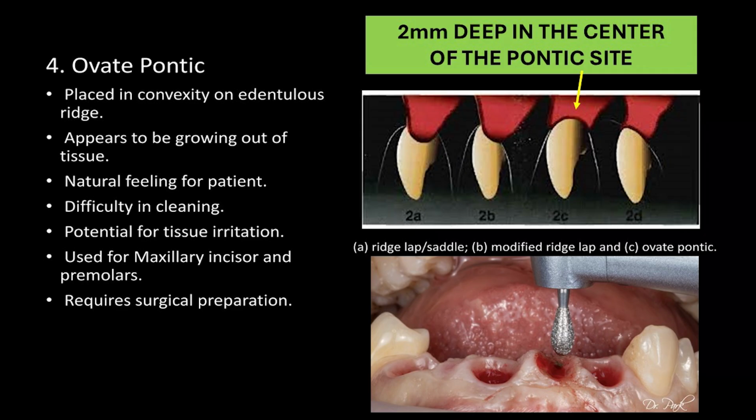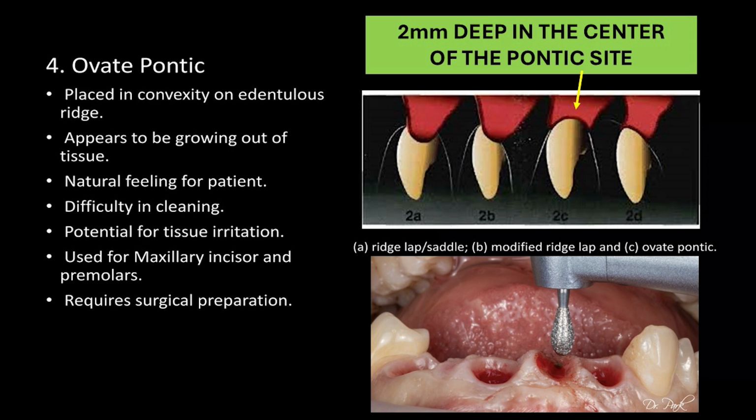And there's blood and all that. They can control blood with epinephrine, which slows the blood flow down. But this is what they have to do to get these to work, and that's why they don't necessarily ask for ovate Pontics all the time. That's my opinion.